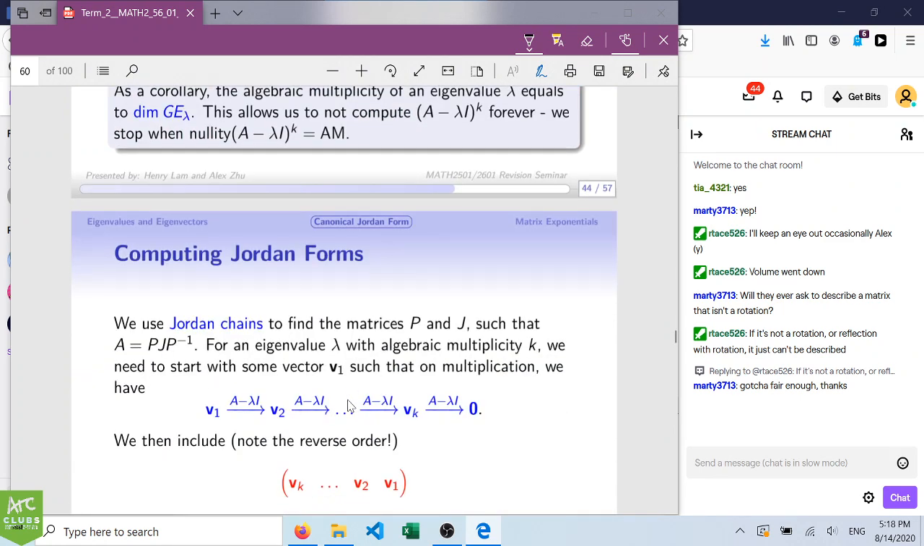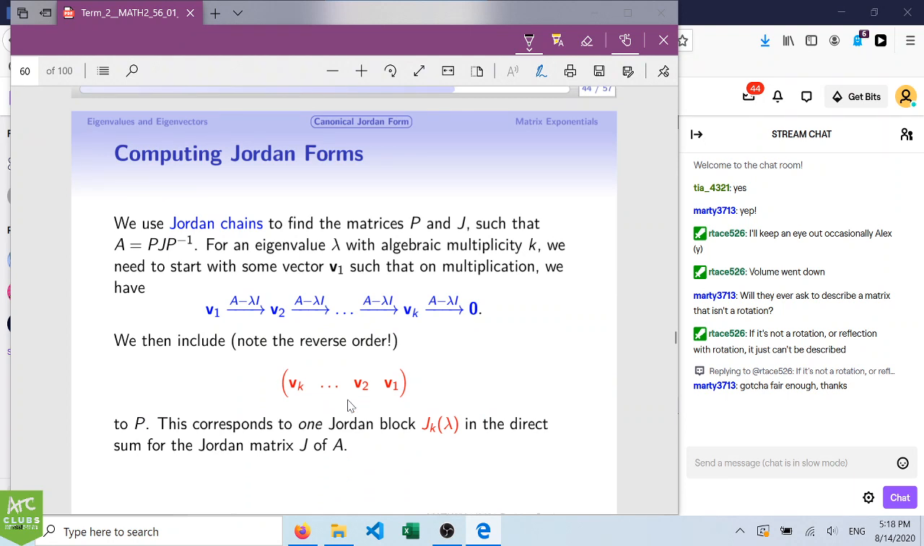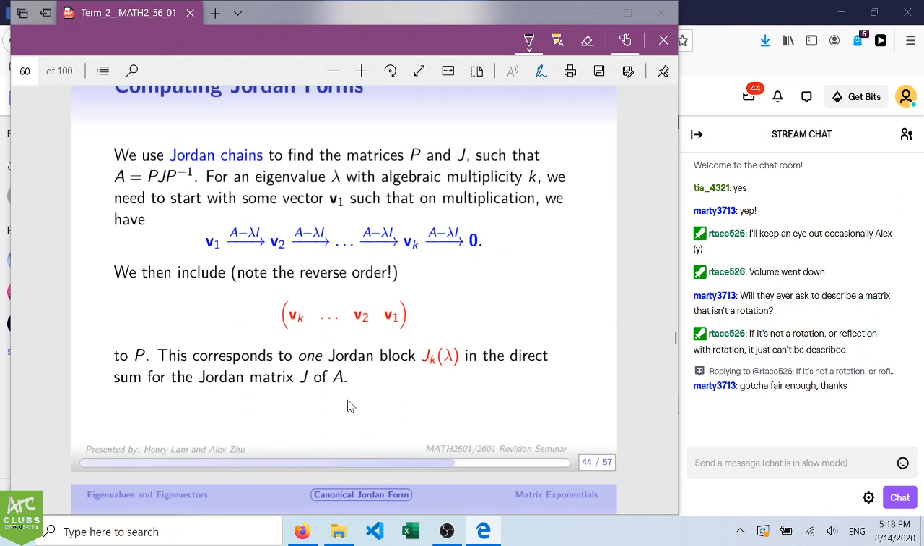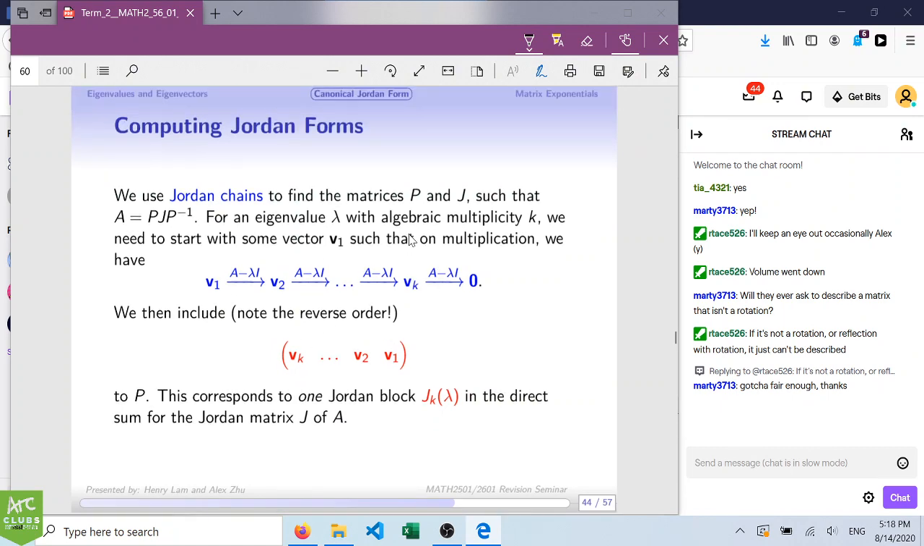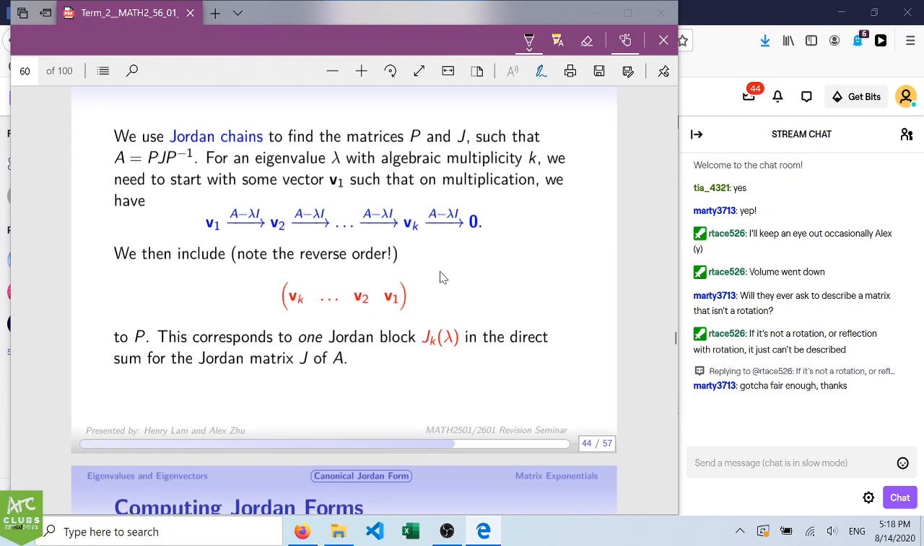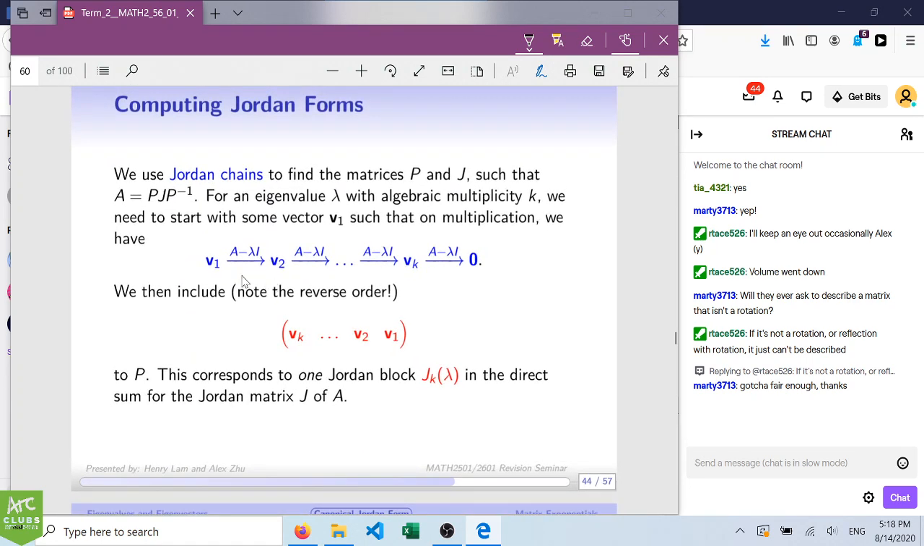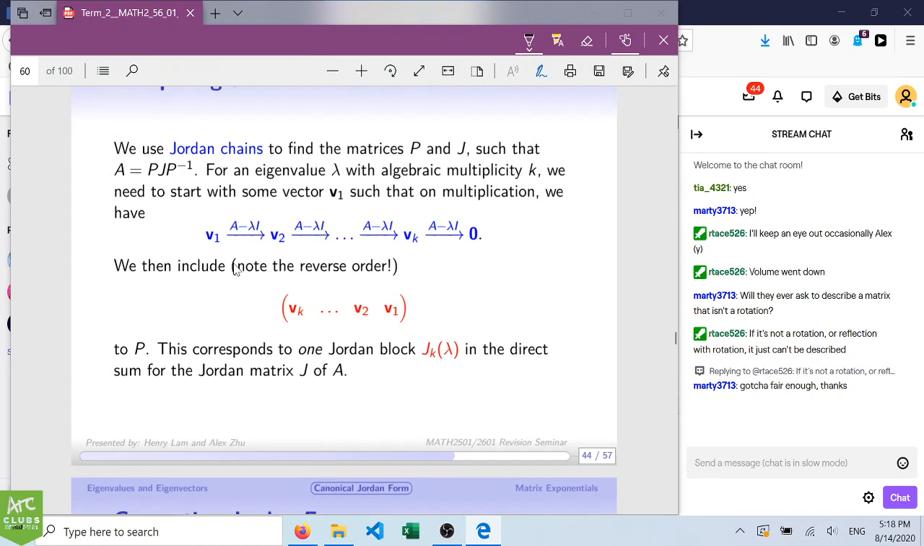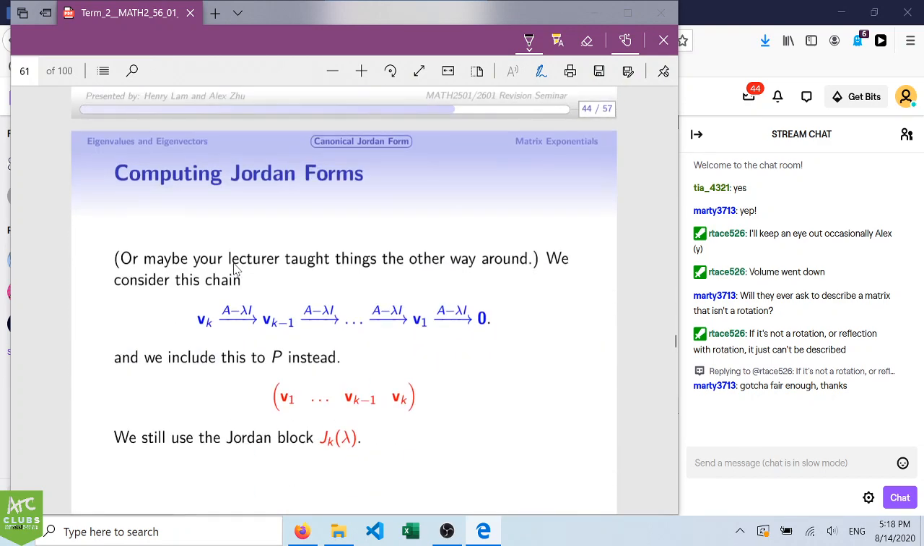Now I know that part is perhaps pretty confusing, so let's go to an actual example. So this is the concept of Jordan chains, and I'll go back to this, and it'll make more sense when I go through an example.